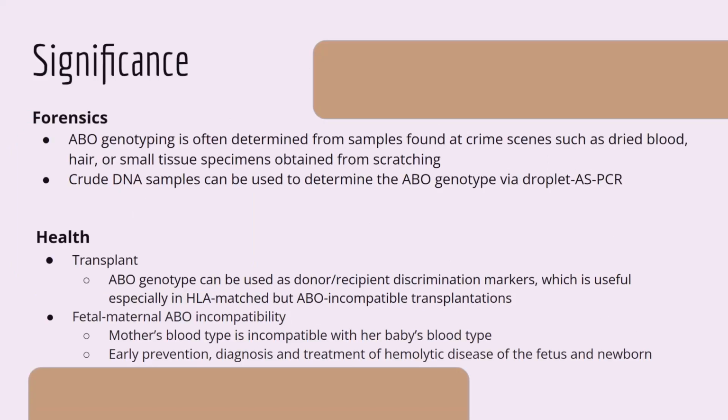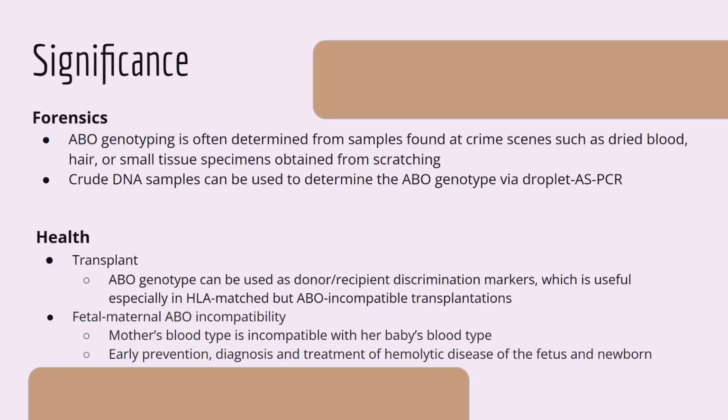The significance of this method can be seen in the field of forensics as well as in clinical settings. In forensics, this method allows for crude DNA samples from crime scenes, such as blood, hair, or small tissue samples, to be quickly and accurately genotyped. Unlike conventional PCR methods, the rapid droplet ASPCR method avoids false DNA amplification in the presence of impurities.